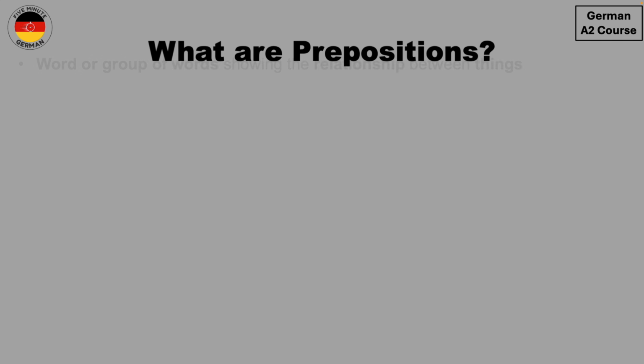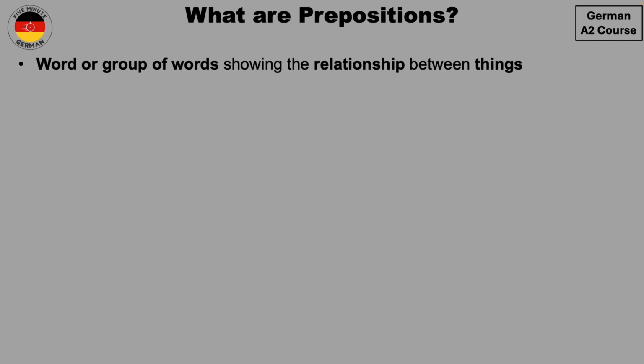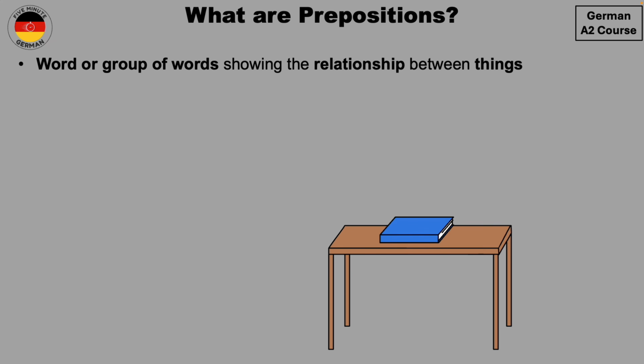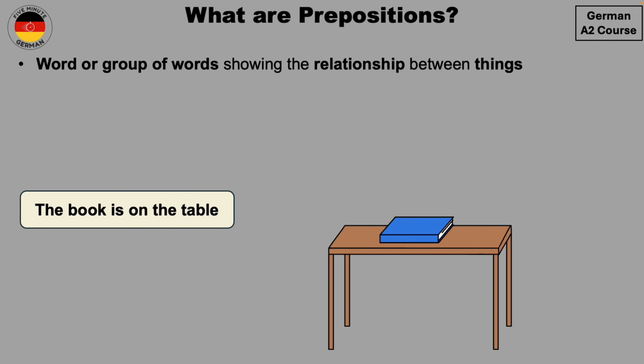So prepositions are a word or group of words showing the relationship between different things. So for example, if we have this table and a book is placed on top of it, then we can say the book is on the table. In this sentence, on is the preposition because it shows the relationship between the book and the table.